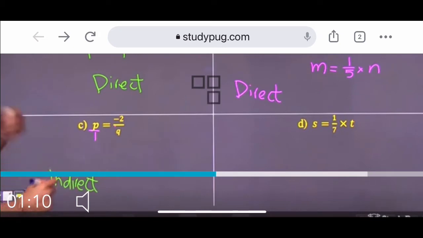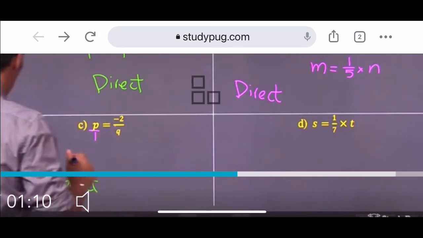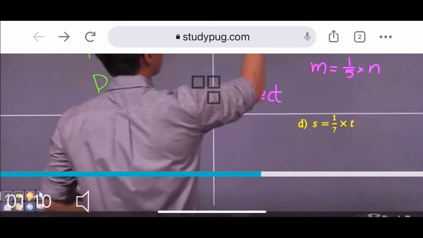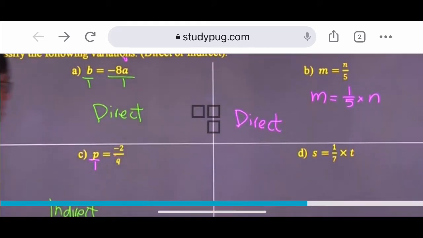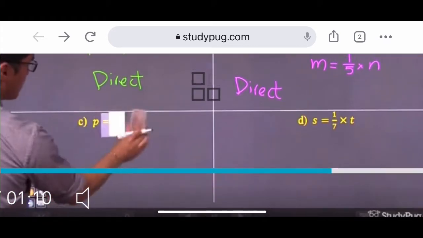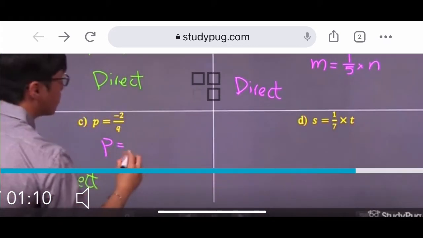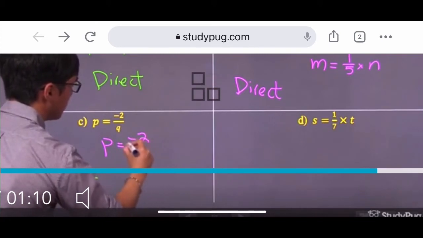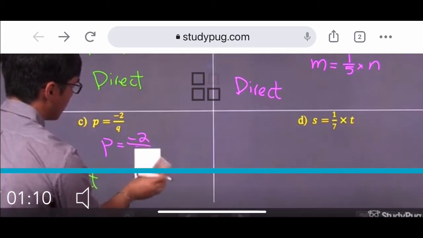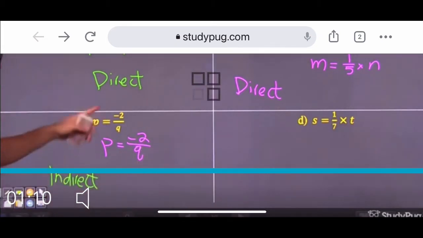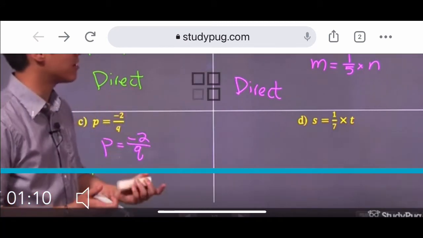Okay, if we want to convert it into the form, indirect variation has the form y equals k over x, right? So here we can rewrite it as p equals negative 2 over q. So it's actually already in the form, just rewriting it. So this is the standard form of the indirect variation, or the inverse variation.